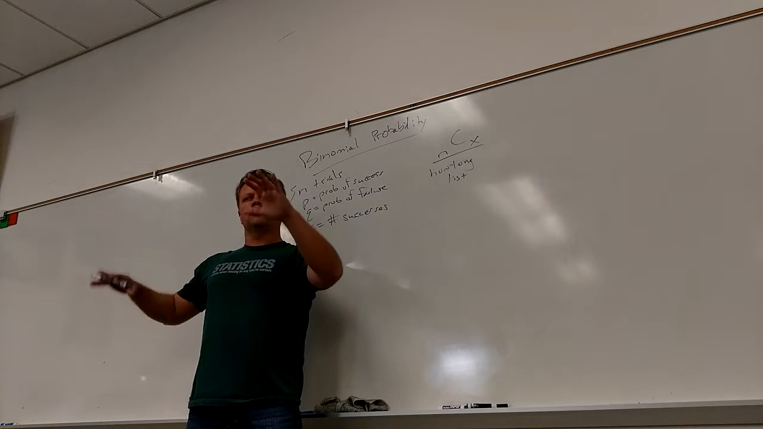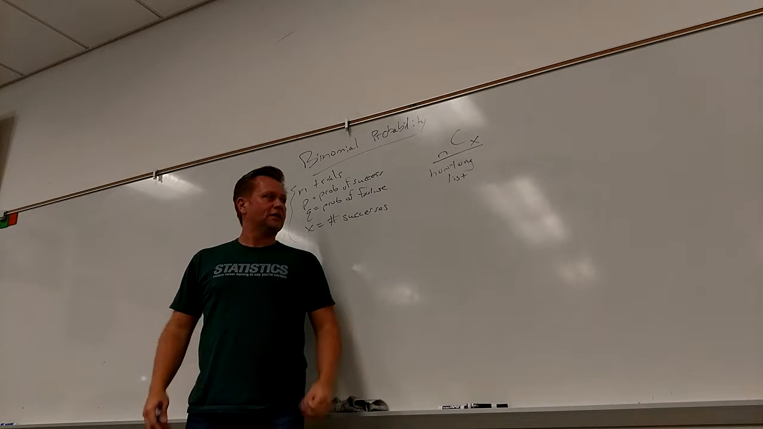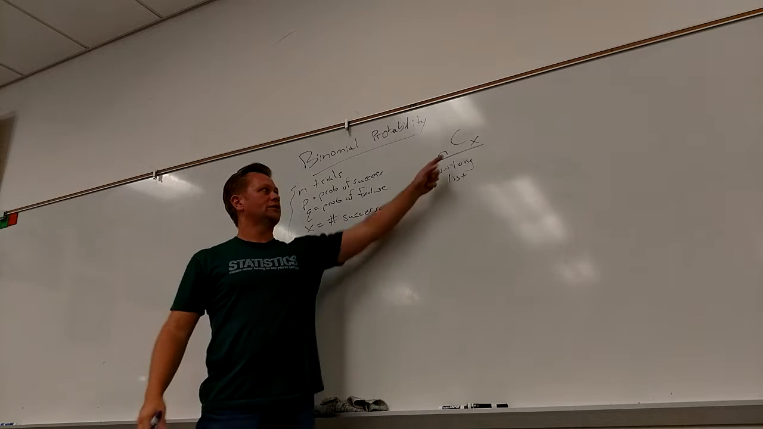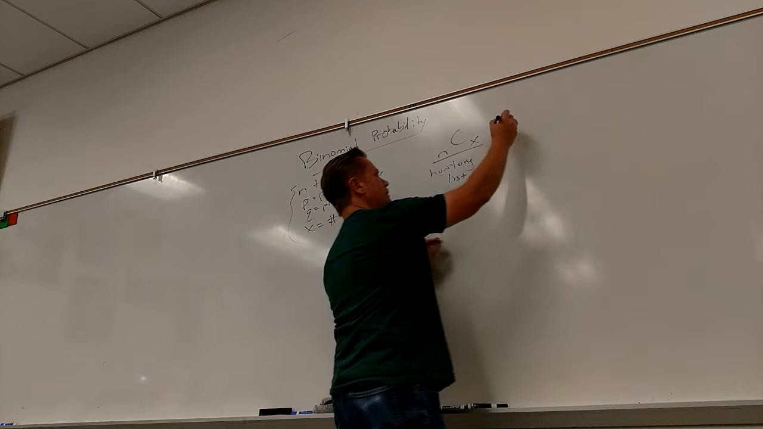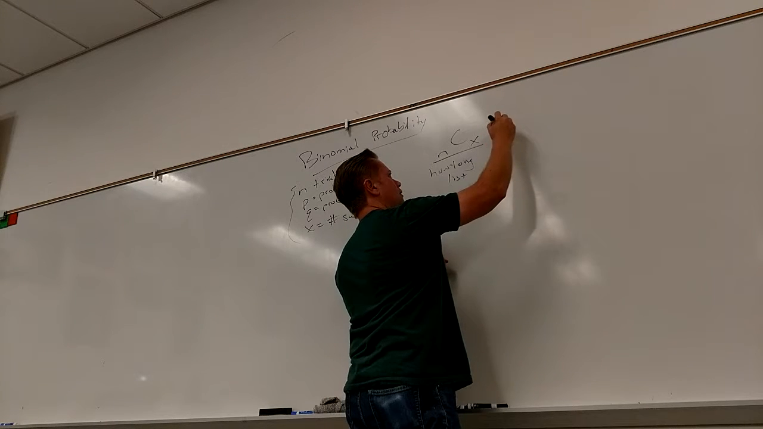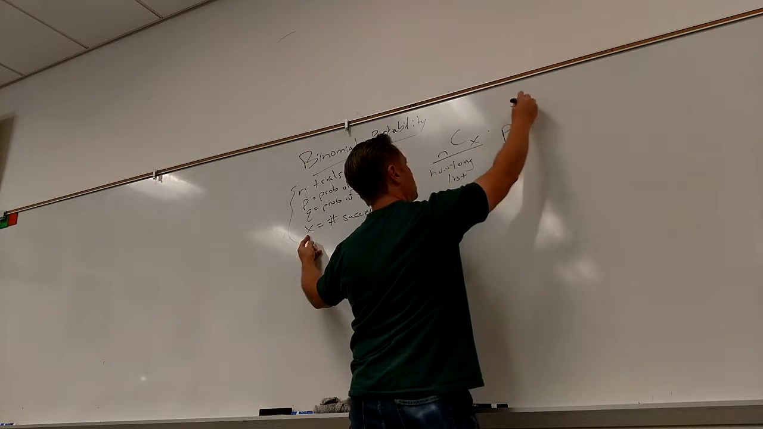That's got something to do with what's called permutations, right? How many ways can you rearrange something? This is how many ways can you choose something. It's a little more basic. And then the next thing was times how many successes do I want? Well, by definition, it's x. I want x of these.